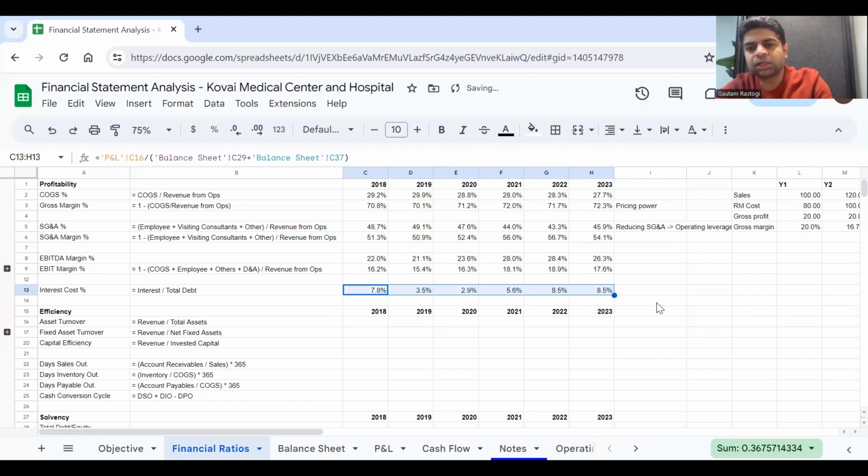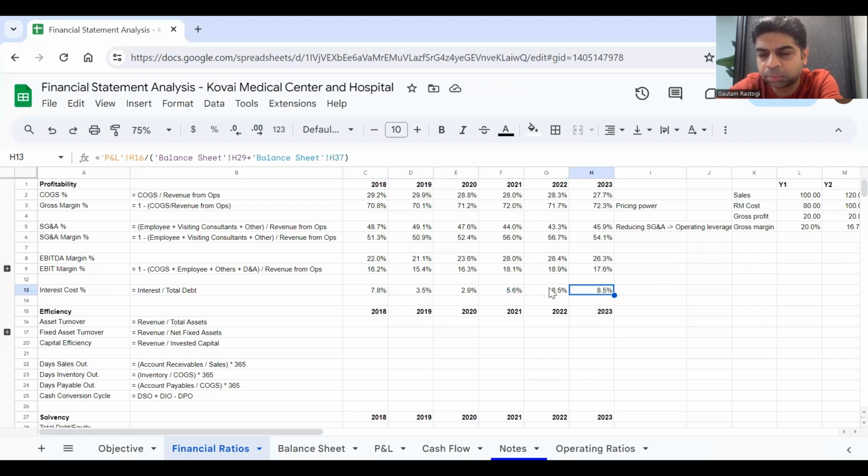So if you look at this, the interest cost right now in 23 and in 2022, it was above 8%. In 2018, it was almost 8%. But these 3 years, it was much below 8%. The government of India itself borrows little over 7%. The government security yield is a little over 7%. So how can they borrow below 7%? So that needs to be investigated.